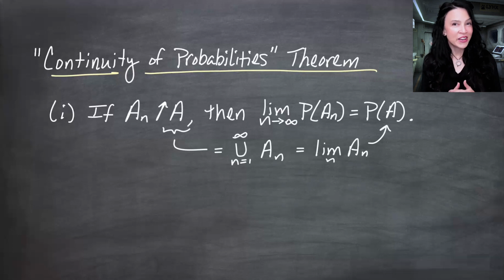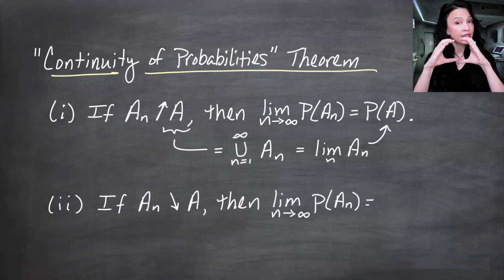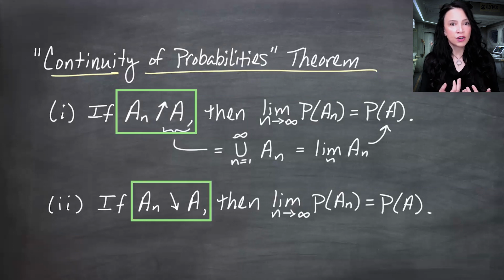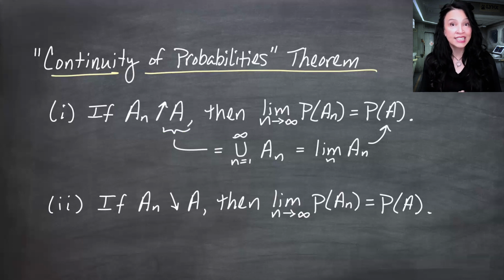I'm sure you know what's coming in part 2. If we have a decreasing sequence of sets, we have an A1 that contains an A2, that contains an A3, and they're approaching an intersection, then the limit of the individual probabilities is the probability of A, which is the limit of the individual A's. So again, we have a limit outside is equal to a limit inside. So this is our first theorem. These are two conditions for which we can pull limits inside and outside of probabilities. And again, if you ever use this in your work, you would cite, by continuity of probabilities, I can do this.